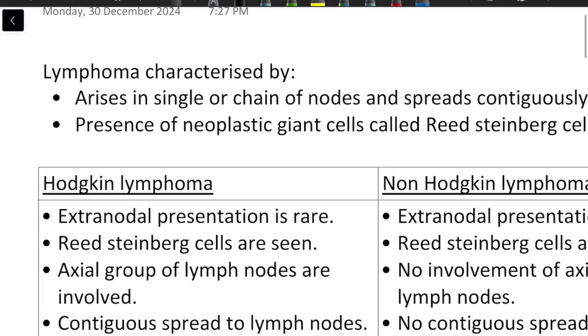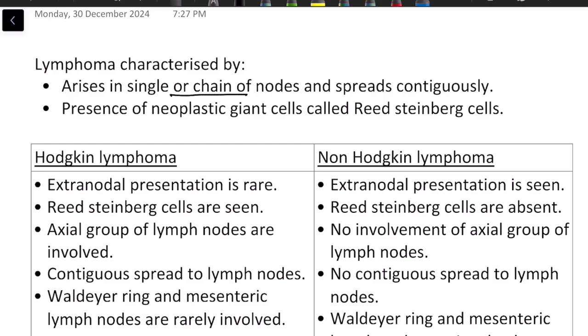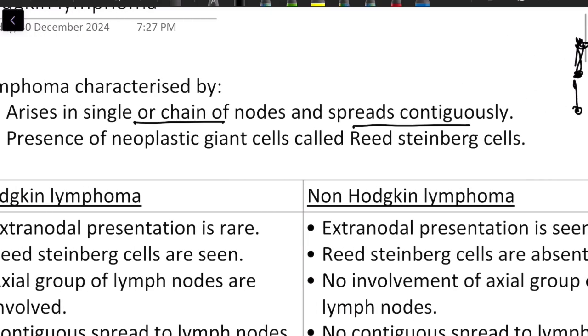Now, Hodgkin's lymphoma is characterized by the fact that it arises in a single chain of nodes and spreads contiguously. I mean, if I take this chain of lymph nodes which are connected to each other, then this lymph node will not go aberrantly to some other lymph node. It will only spread to that lymph node which is anatomically beside it or contiguous to it.